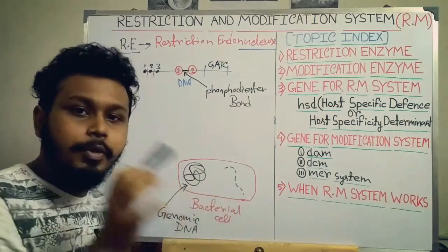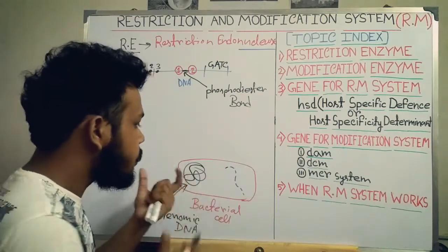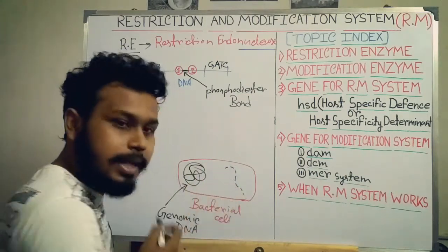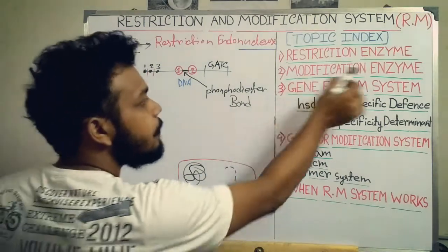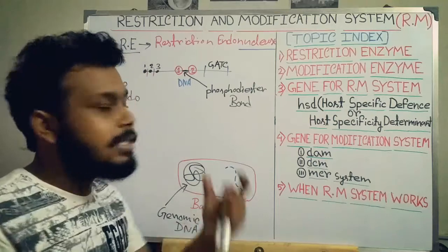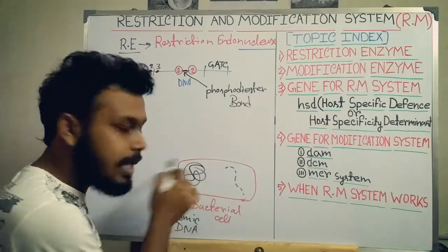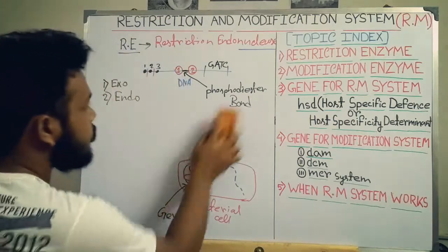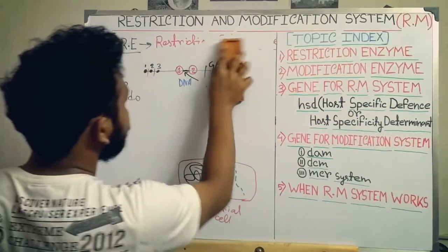They only have to cut the foreign DNA. Okay, so how do they distinguish this foreign DNA from the genomic DNA? This is done by the modification enzyme. This is another type of enzyme which modifies the genomic DNA of the bacteria. So let's talk about the modification enzyme.